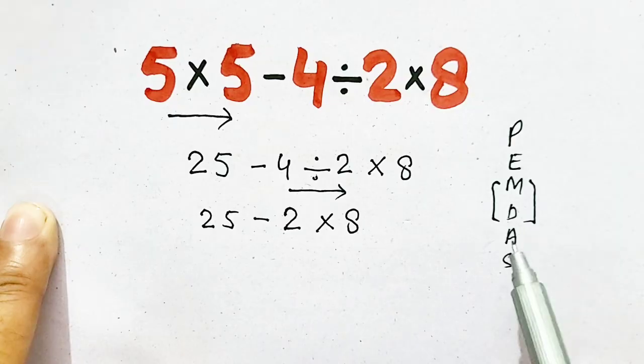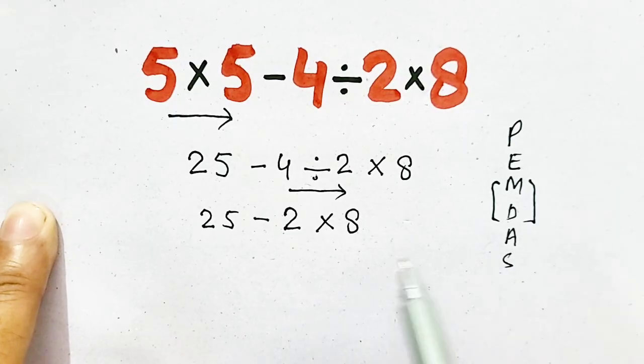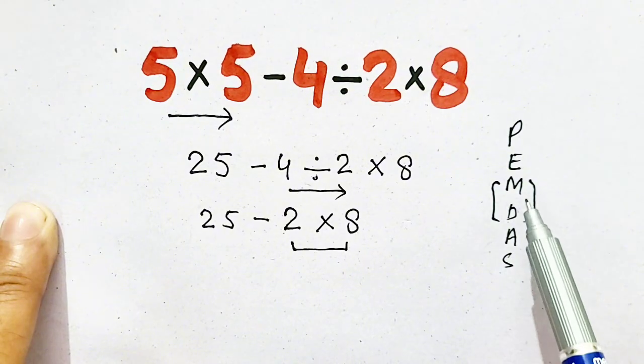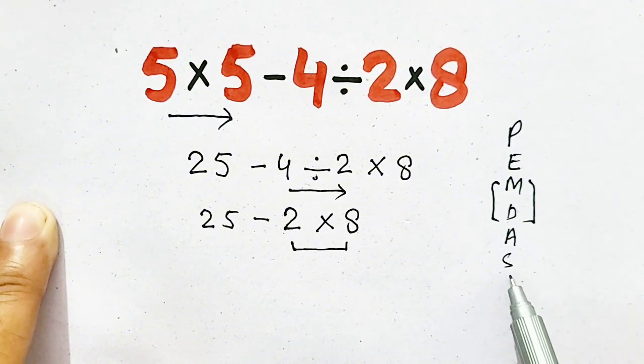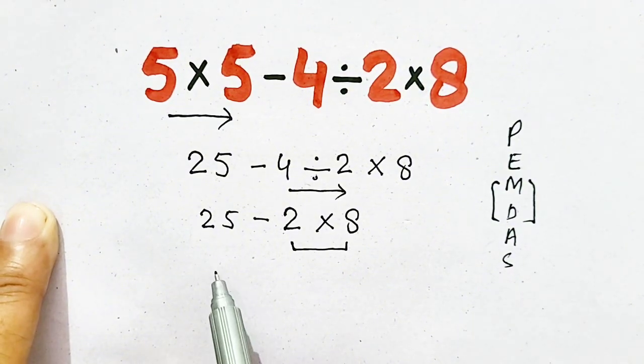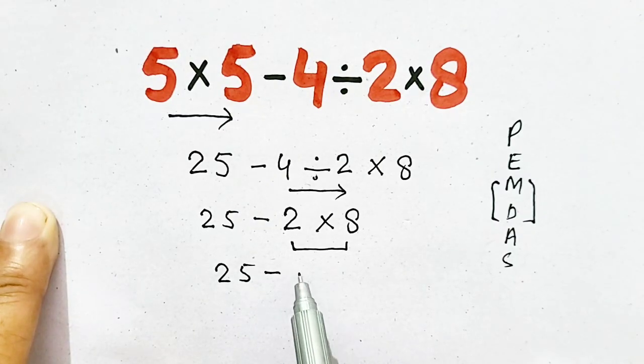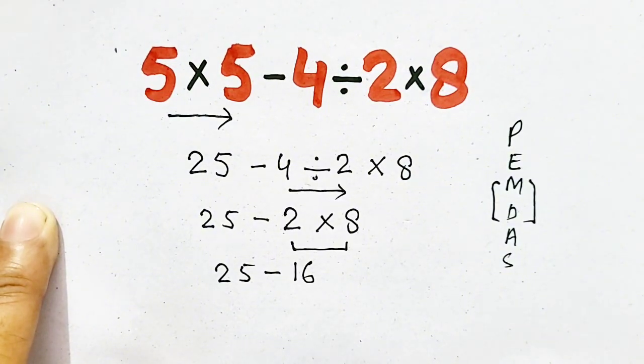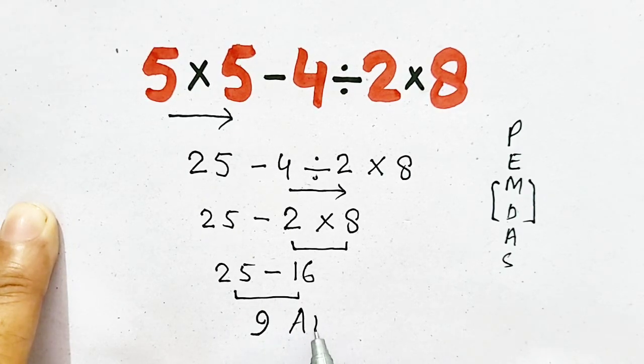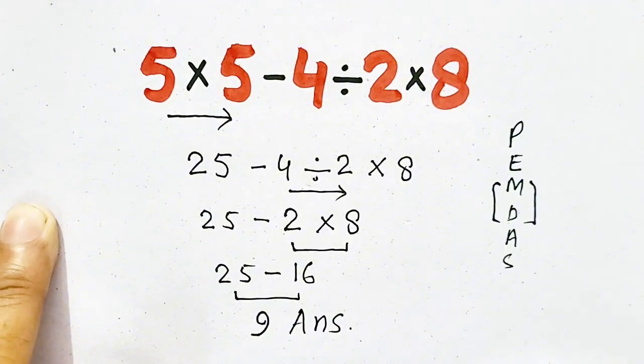Now, according to BODMAS, we have to solve multiplication because multiplication comes first, and finally we have subtraction or addition. So 25 minus 2 times 8 will be equal to 16. Now, it's the final step: 25 minus 16 will be equal to 9. Hence, 9 will be our answer.